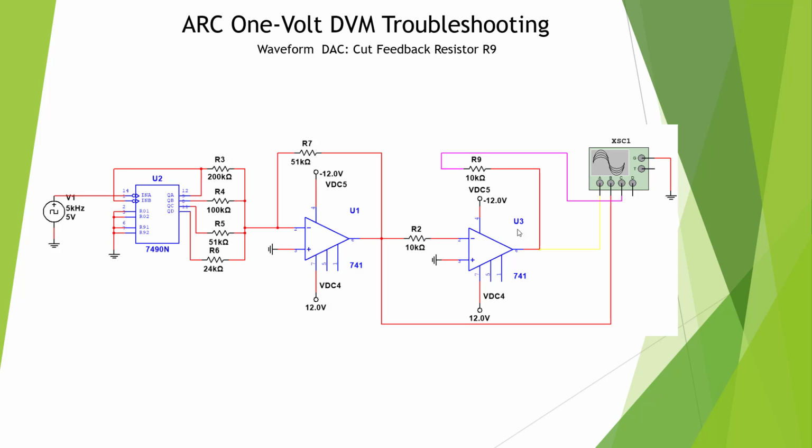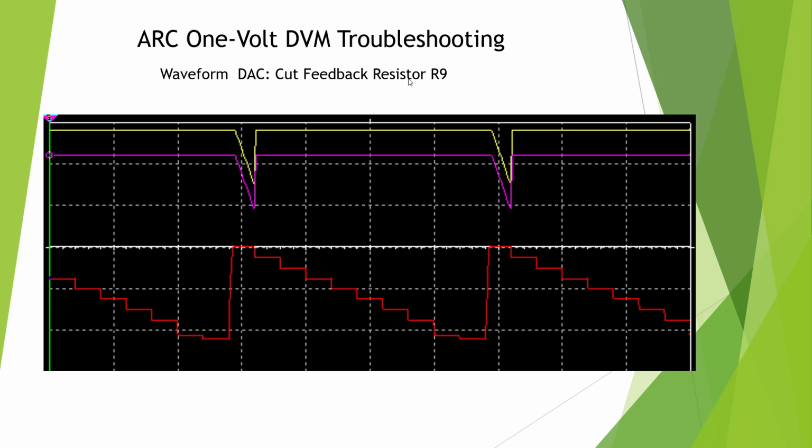Here we've cut the feedback resistor for the final op amp. Let's take a look at the output. Okay, here's our cut feedback resistor R9. Here's the output of our DAC.